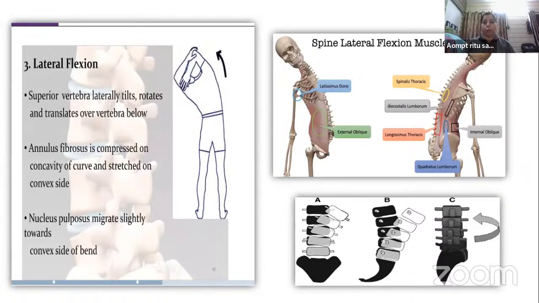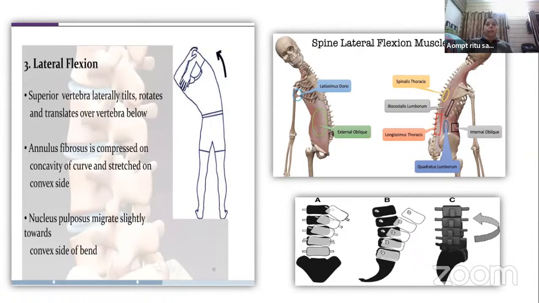So this part is also very important for checking lateral flexion during movement testing of the patient, where the superior vertebra laterally tilts, because this is not flexion-extension. The superior vertebra will tilt, rotate and translate over the vertebra below on the lateral side, because we are doing lateral flexion.